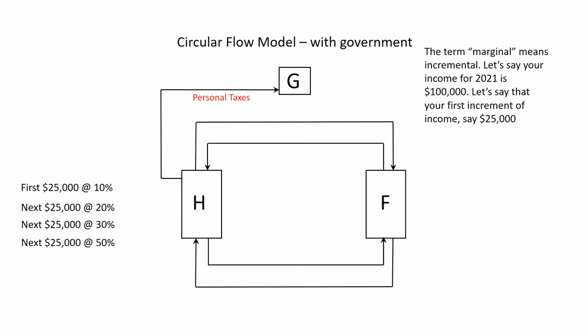If you said $27,500, you are right. It is those increasing marginal tax rates that make the federal income tax a progressive tax.